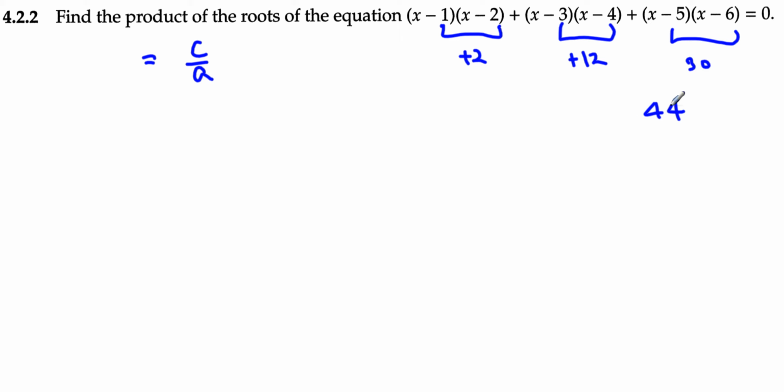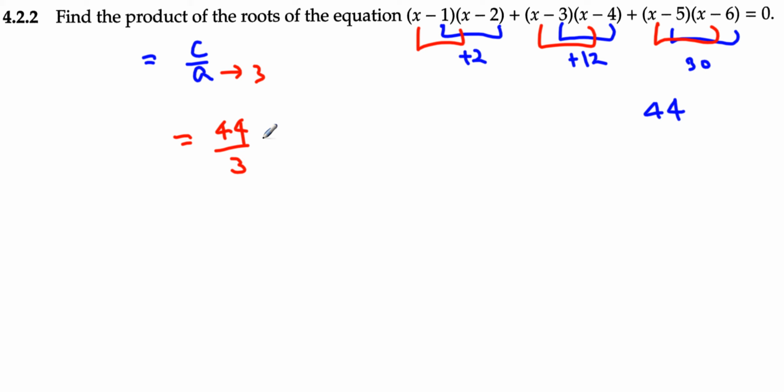But the thing is, a is the coefficient of x squared. So we get x squared here, x squared here, x squared here. So we get a total of 3 x squares. So hence a becomes 3. So therefore our final answer is 44 over 3.